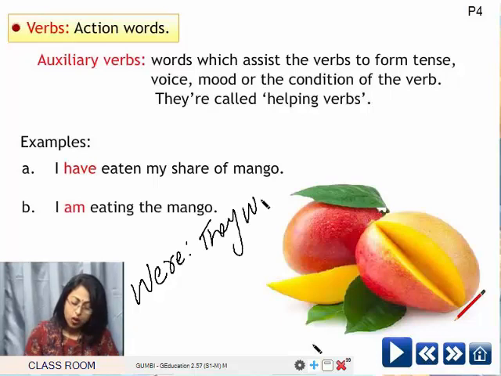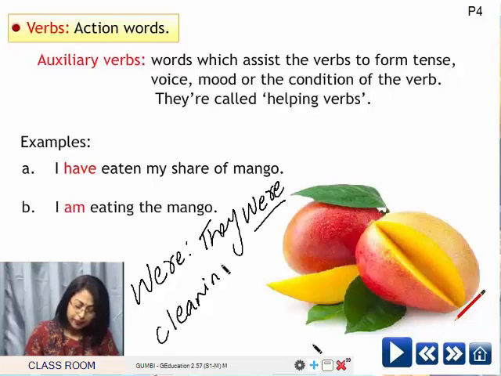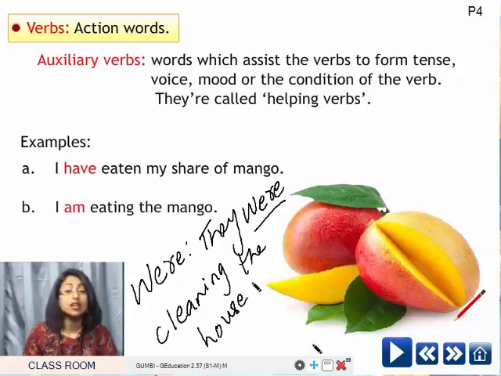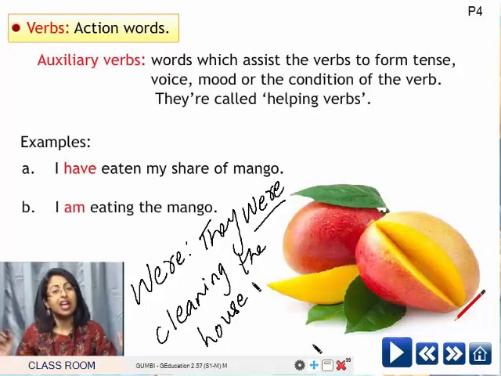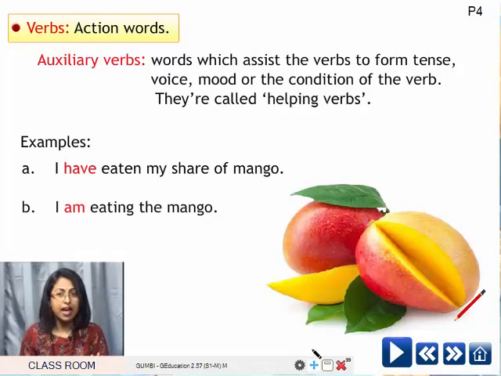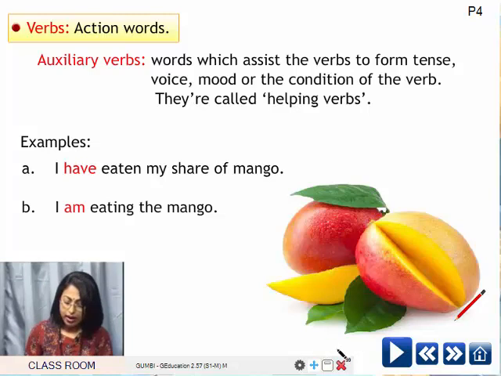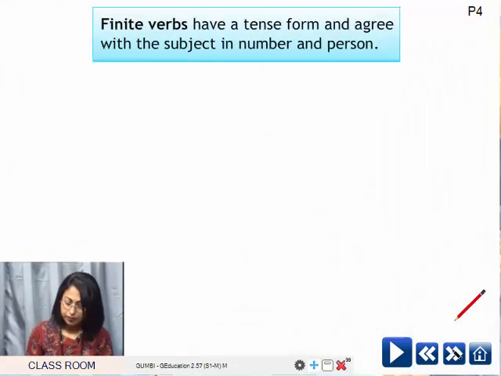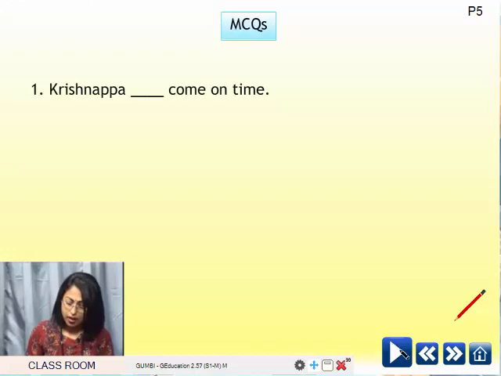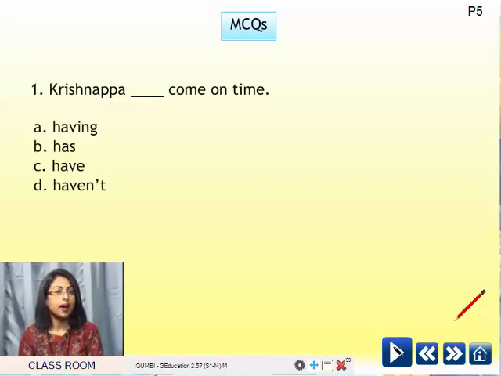Were. So were is plural form, isn't it, students? So they were cleaning the house. They were cleaning the house. So cleaning will be my verb here. Okay. So students, I'm sure you understood the helping verbs. Let's quickly have a look at our activity now.